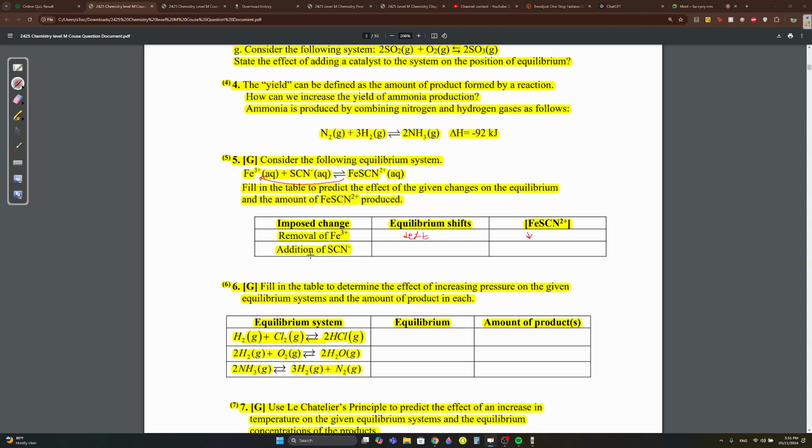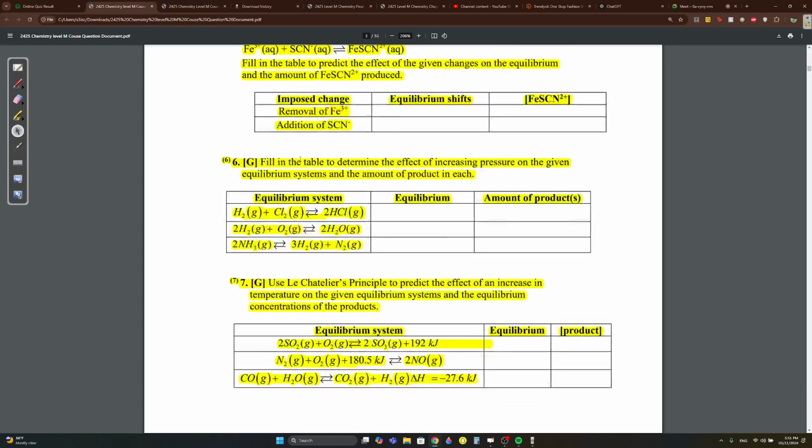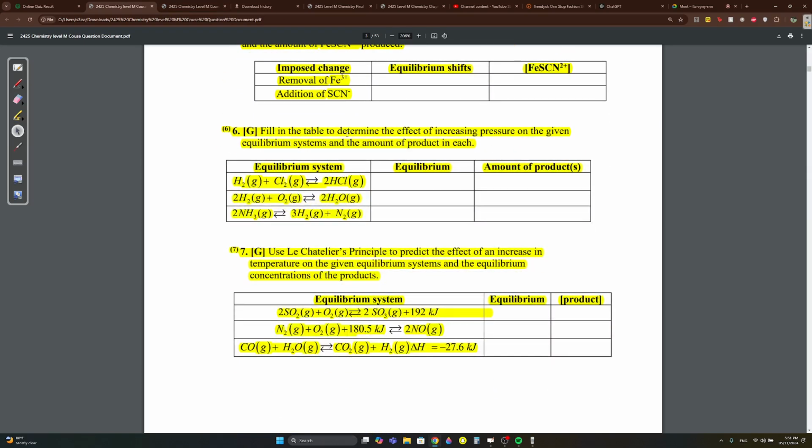Addition of SCN-. If you increase SCN-, the system will want to do the opposite and decrease it. So it's going to move away from it and go to the right. So it will increase FeSCN. Fill in, is it correct? Left, right, decrease, increase. Fill in the table to determine the effect of increasing pressure on the given systems. Okay, if you increase pressure, equilibrium will shift where? It will not change.